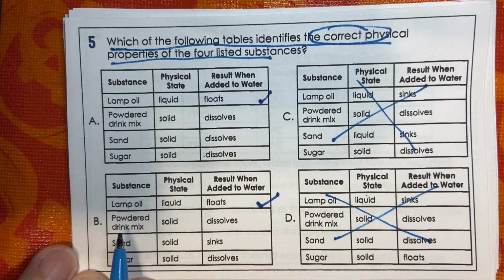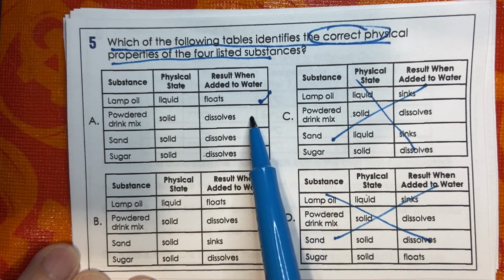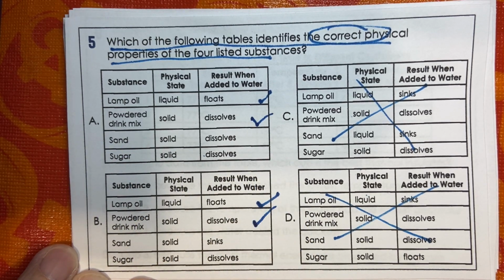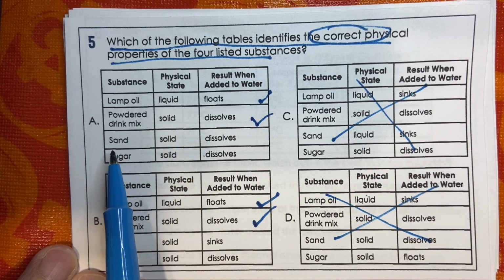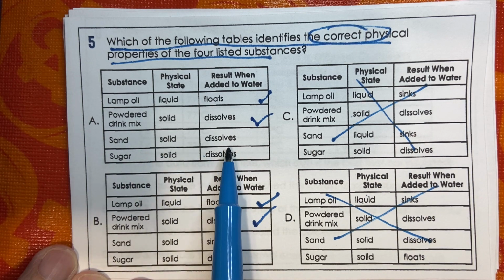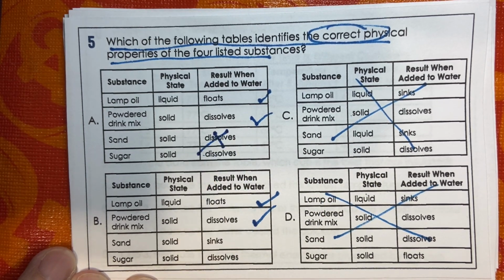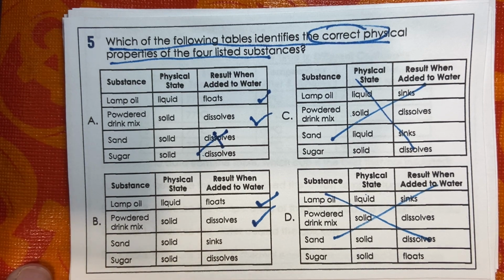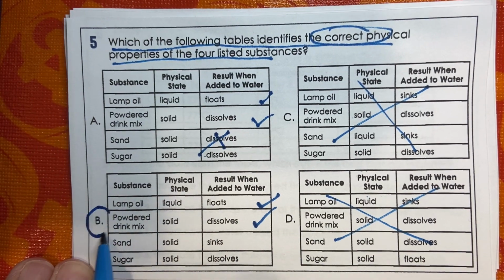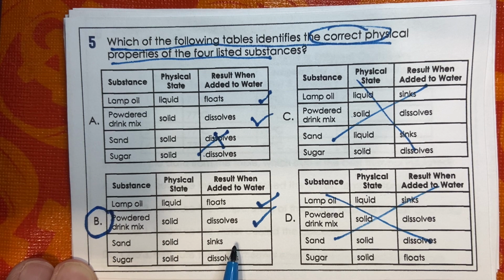So powdered drink mix, solid, and dissolves, they match, which is good because that's the correct answer. Okay, sand is a solid that dissolves. Sand is a solid that sinks. Remember, if sand dissolved, there would be no beach, and Miss Pontius would be very sad because that's my favorite place to be. So the correct answer is actually B.